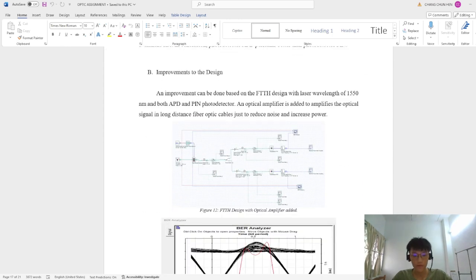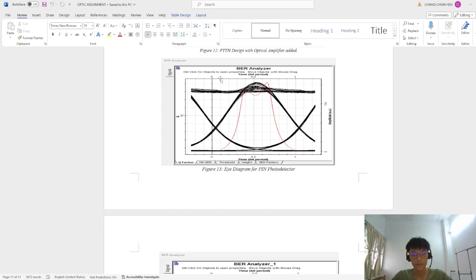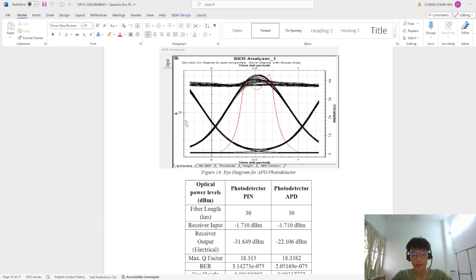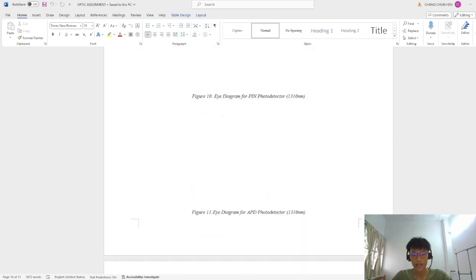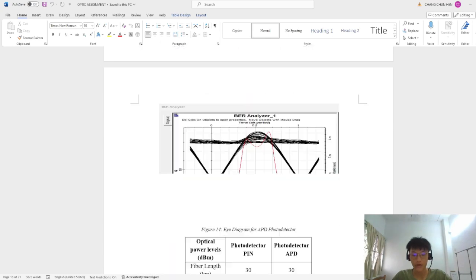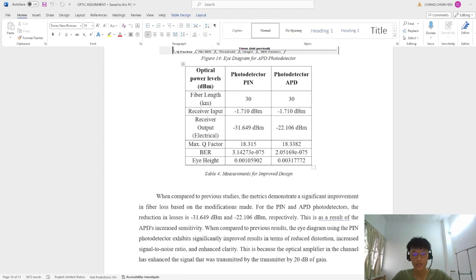Once we finished the observation, we realized that some improvement could be made. Therefore, we added two gain amplifiers of 20 dB in front of the photo detectors, and observed the eye diagram again. This is for the PIN photo detector, and this is for the APD photo detector. Compared with the previous eye diagram, the eye diagram has become much sharper and clearer. These are all the values that we observed. Same thing, we can look at the Q factor here. Both photo detectors increased to 18 point something, which ensures a better signal.